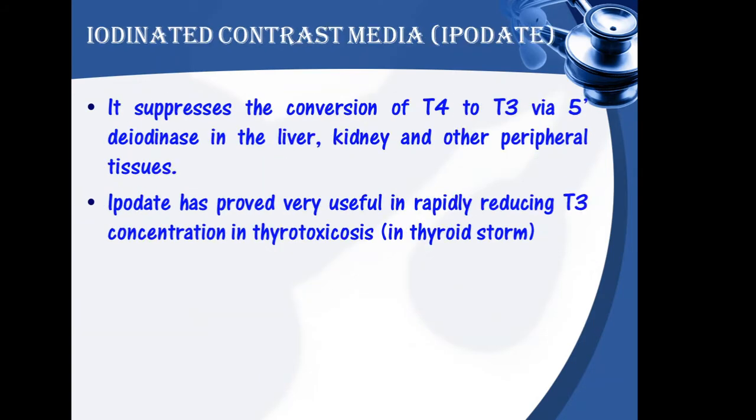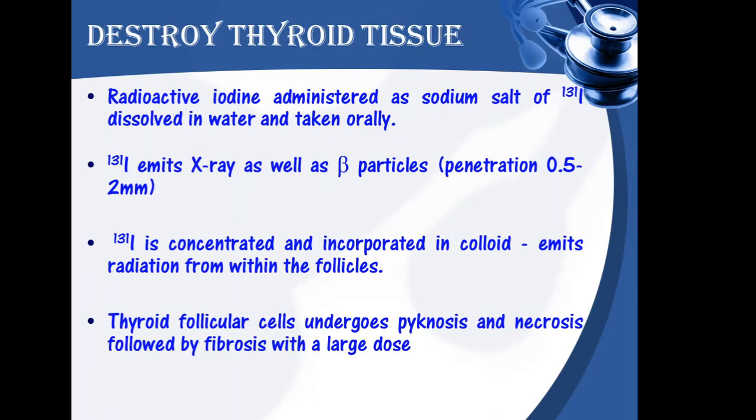So next is the use of iodinated contrast media, also called IPODATE. It suppresses the conversion of T4 to T3 by inhibiting thyroid deiodinase. IPODATE has also proven useful in reducing T3 concentrations in thyrotoxicosis, also called thyroid storm.